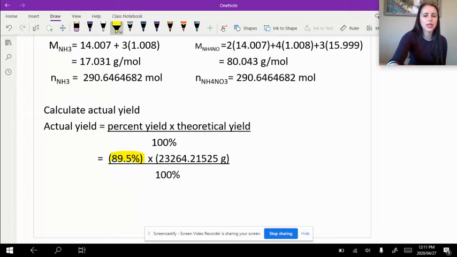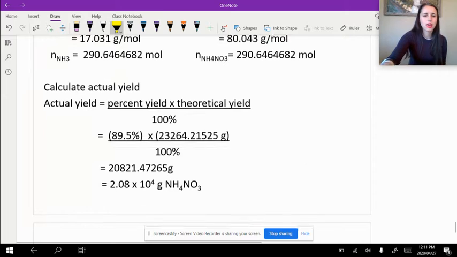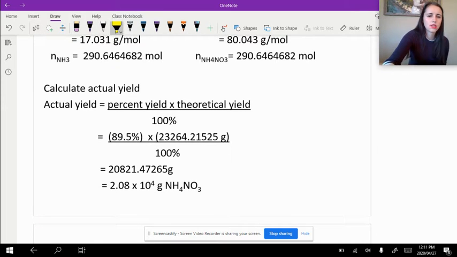I have my percent yield. I'm multiplying by my theoretical yield, that's the value I just calculated. I divide by 100, and I'm going to find that overall, my actual yield is one really big, large number. It's actually 20,821.4. So we can actually use scientific notation to represent this.